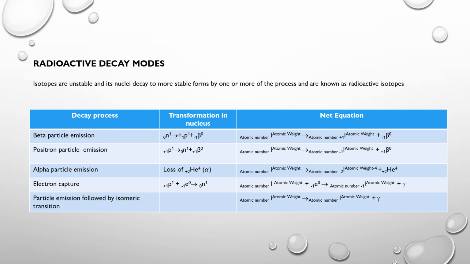Along with that, the atomic number of the resultant molecule will decrease by 1, but the atomic weight will be the same. And in the case of particle emission followed by transition of the molecule, there won't be any change in the atomic number or atomic weight, but there will be a gamma emission taking place. So these are the different types of decay modes. Based on this, we will further calculate how radioactive material can be used in biological functions, and how we can use it for different calculations.